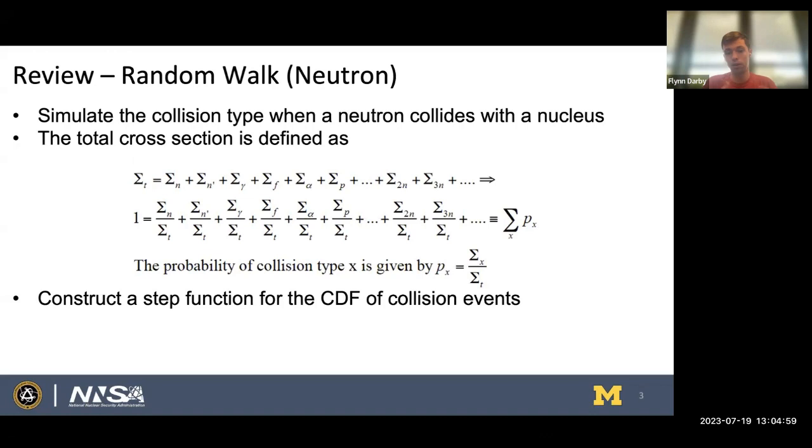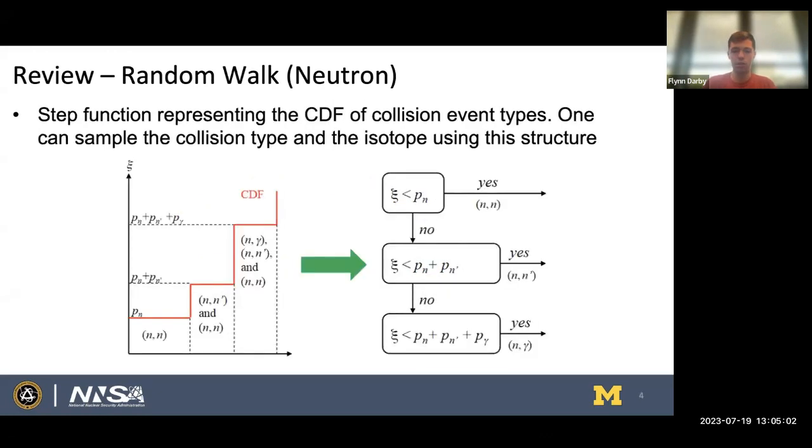We can construct a step function for the cumulative distribution function of collision events, which we show here. We're only showing 3 reaction types in this case: neutron elastic scattering, neutron inelastic scattering, and neutron capture. If we are in this 0 to p sub n regime, then we would have an elastic scatter. If we are in the regime between these two probabilities, where the probability for an inelastic scatter is stepped on top of the probability for elastic scatter, then we would see an inelastic scatter event. And then above this, between the inelastic and capture bounds, we would see a neutron capture.